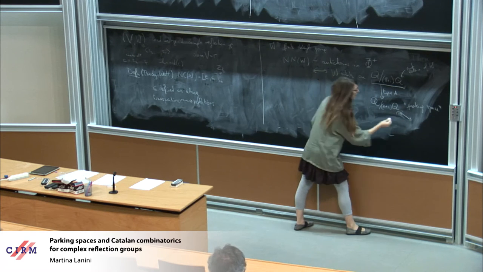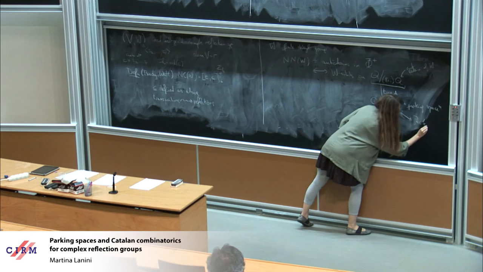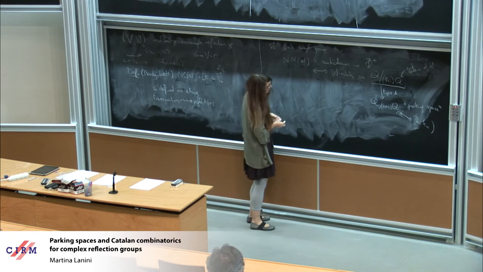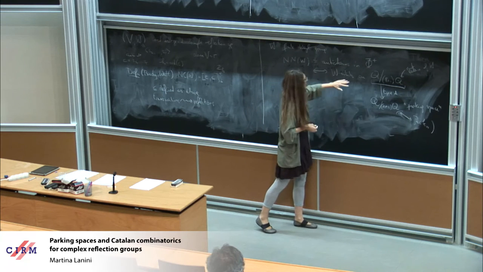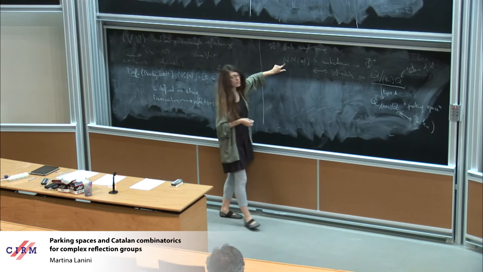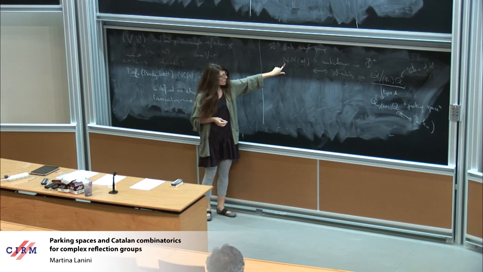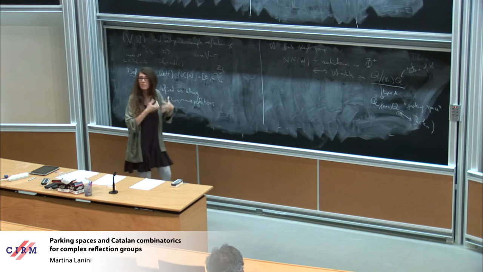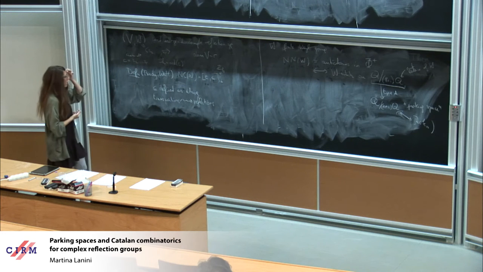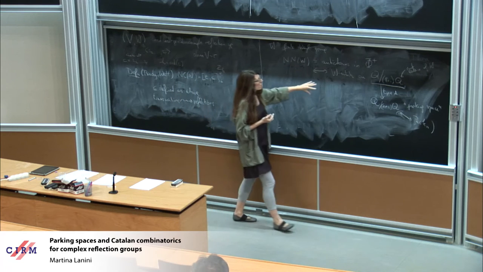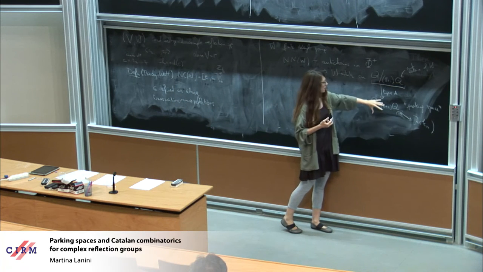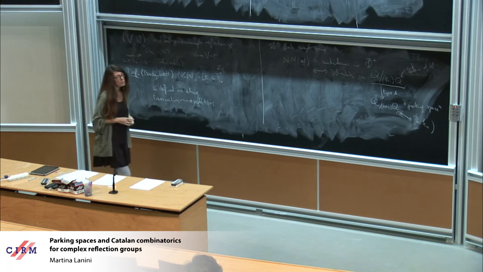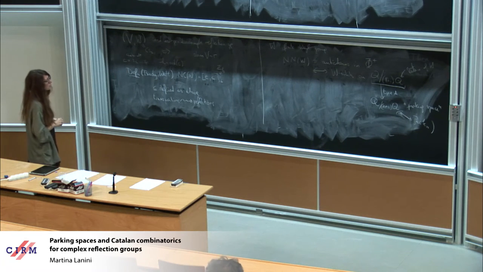Which we'll see next talk. Well, because of that mostly. And then if you look now at W orbits, you really get this set. So somehow that's why these spaces are called parking spaces. Because you look at a more general setting at W orbits, and they should really correspond to this action of the symmetric group on this set.